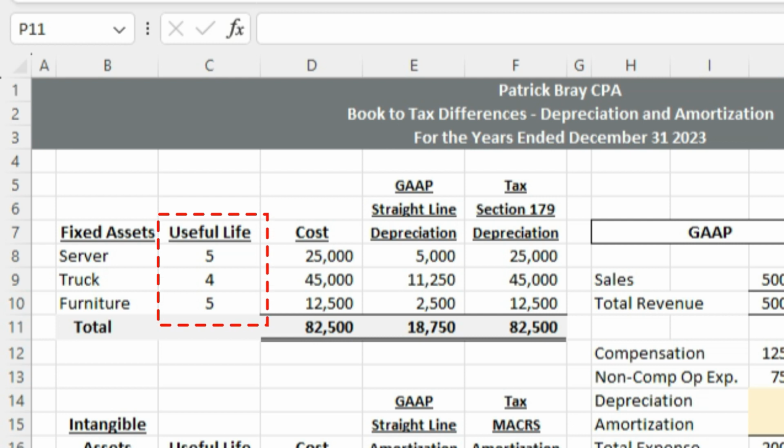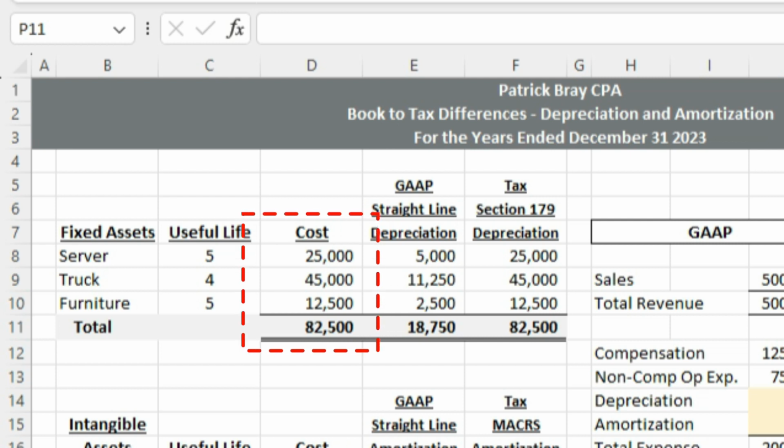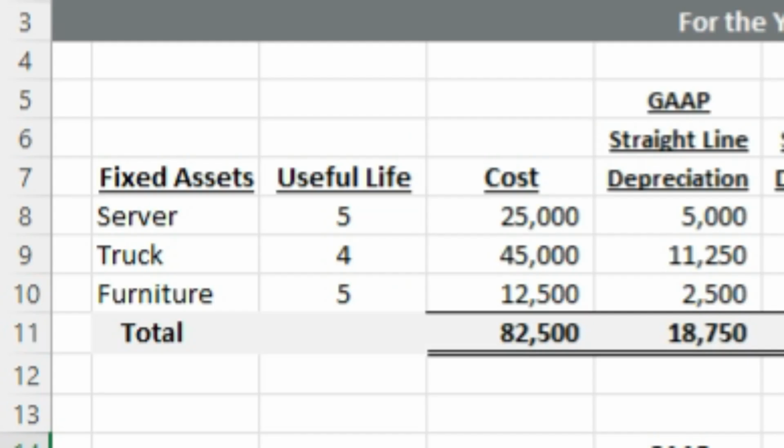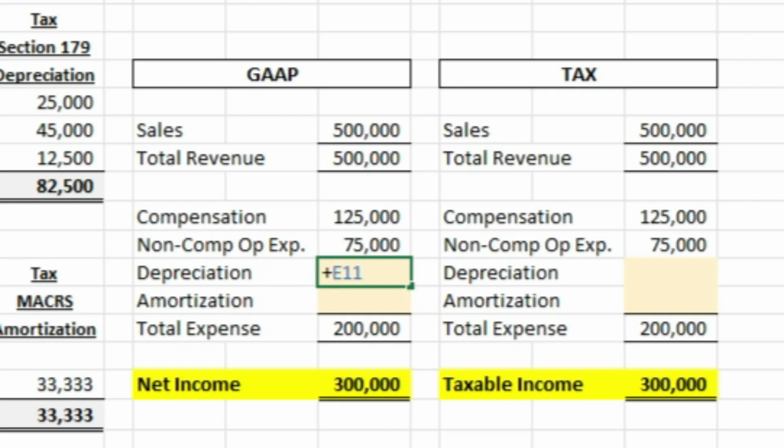And then we're going to take our cost basis, what we paid for those assets, and we're going to straight line depreciate those assets over their useful life. Based upon the straight line depreciation, we are going to recognize our annual depreciation related to those fixed assets.